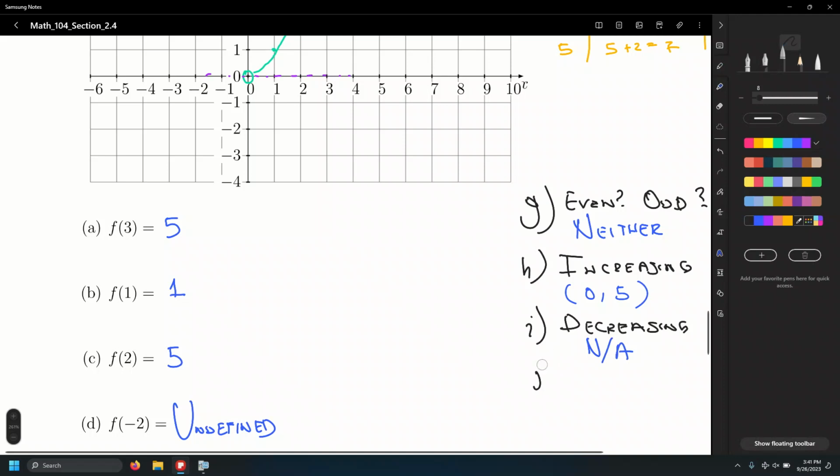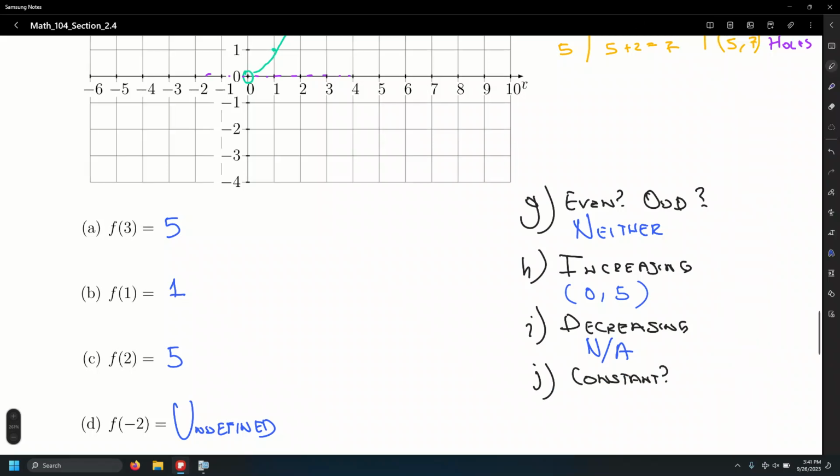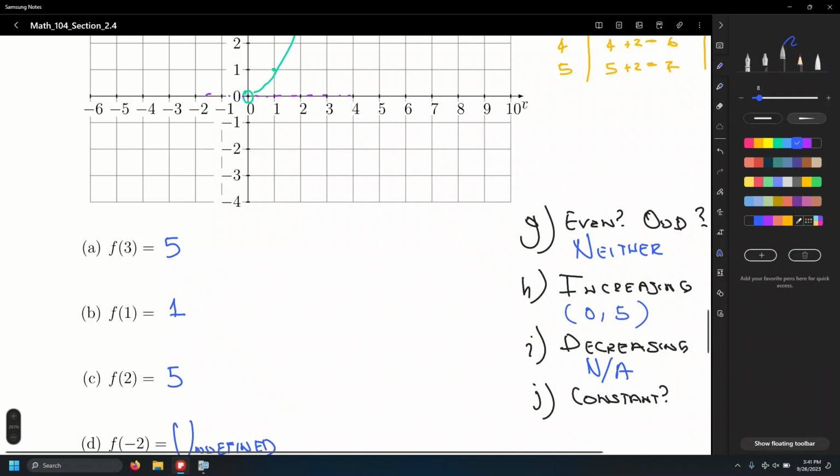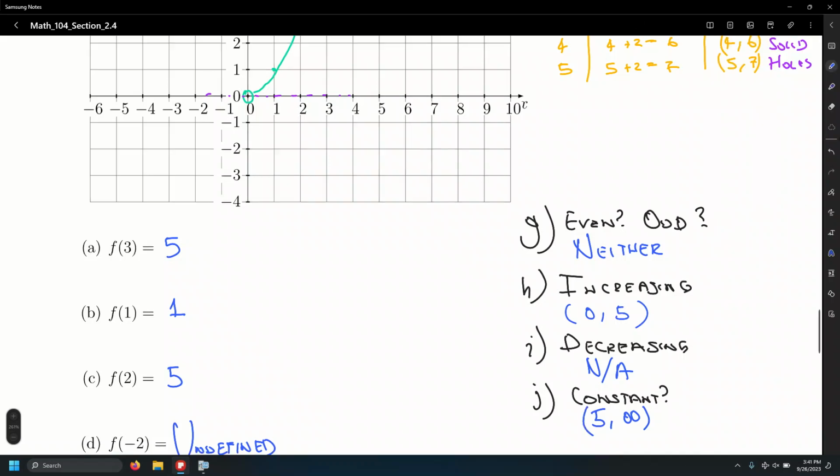J, constant. That is intervals where it's neither increasing nor decreasing. I think this graph is featuring that, right? So it would be 5 to infinity, from 5 to infinity, all right? And in this case, parentheses for 5. Is there anything else we did about it?